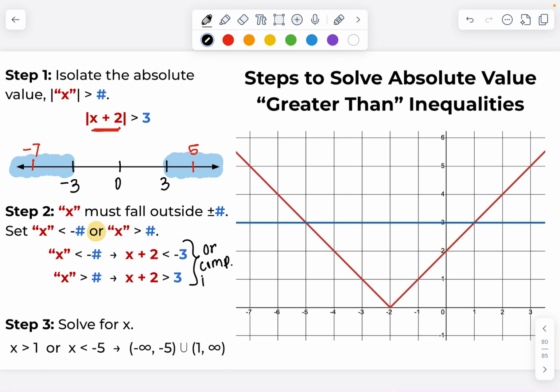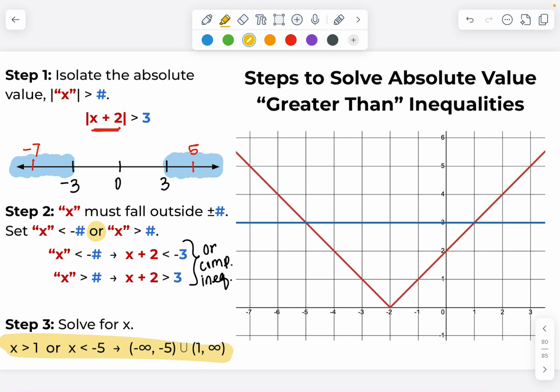So when I set this up, I take whatever's inside my absolute value bars, I keep it greater than my number, and then I also make it less than the negative of that number. So I have to flip, and when I flip, I make that value negative. Then I solve each of those pieces, and notice my final answer that I get here is that x is less than -5 or greater than 1.